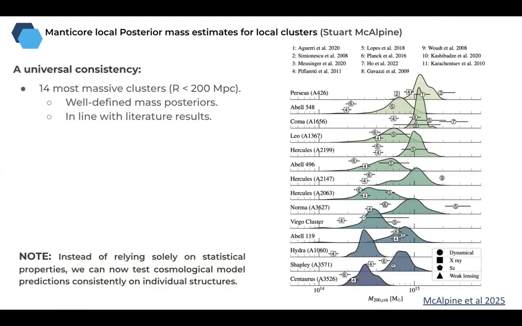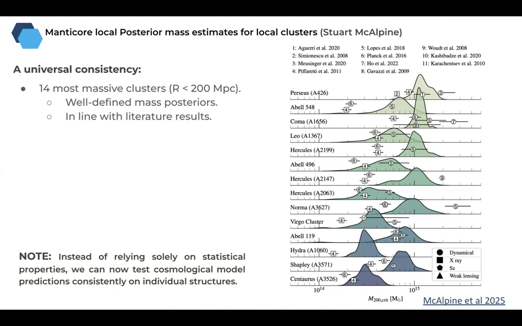We can extend such analyses to more clusters in the nearby universe. In particular, we studied 14 of the most massive clusters within a radius of less than 200 megaparsecs around us. What you can see here in the panel, in the bluish-greenish histograms for these 14 known clusters, are our posterior mass distributions from the field-level inference approach. And the symbols are reported literature results on the masses for these clusters.